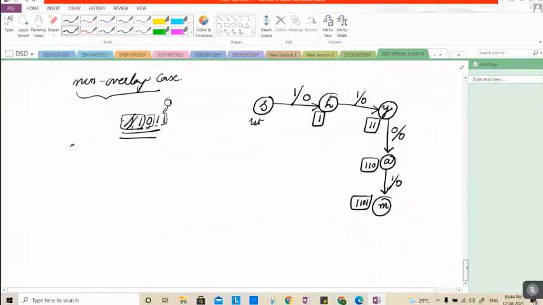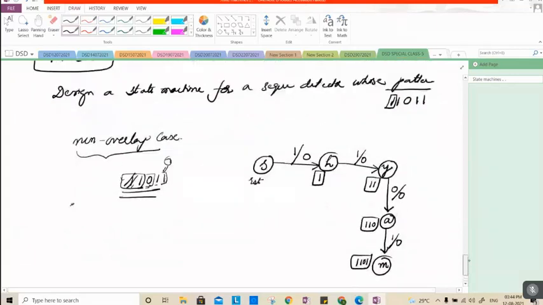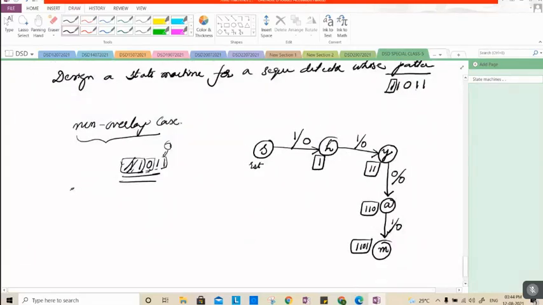Right. After M, if the next input is 1, what should happen? 1101 has been identified. If the next input is 1, output must be 1. What is the next state? The next state must be the reset state.